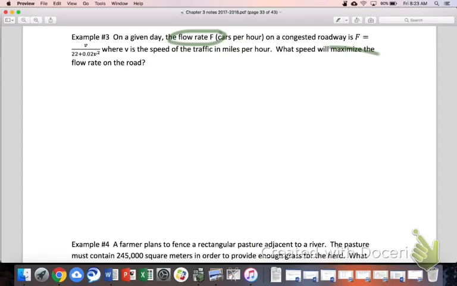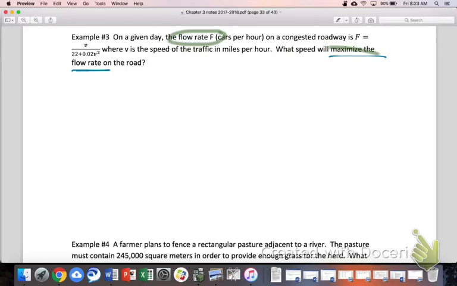So we actually have 2 rates going on. We have F and V. They're both rates. The key to understanding how to approach this is looking at what you're trying to find. So don't neglect that. It says, what speed will maximize the flow rate? So, to say it in slightly different words, we are trying to maximize the rate, aren't we? We're trying to maximize the flow rate.